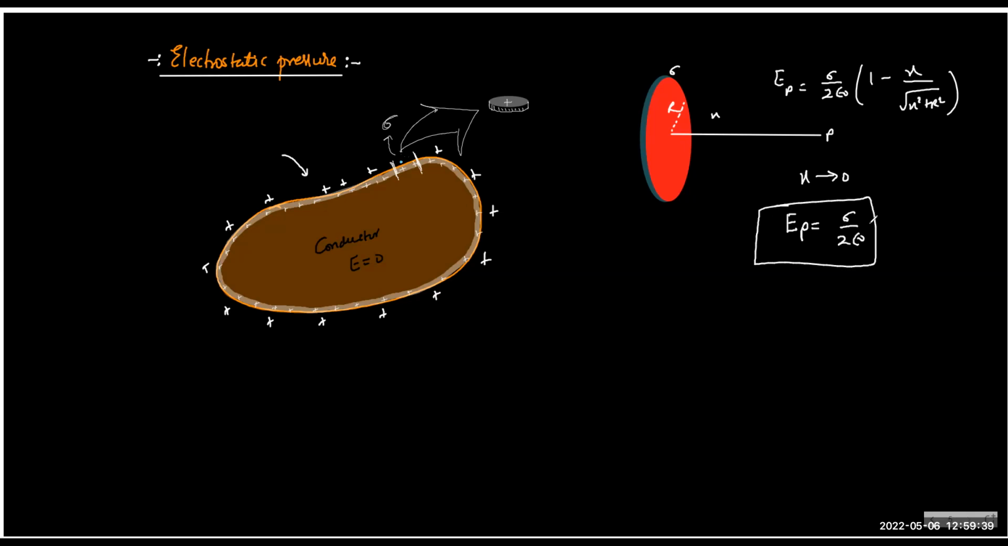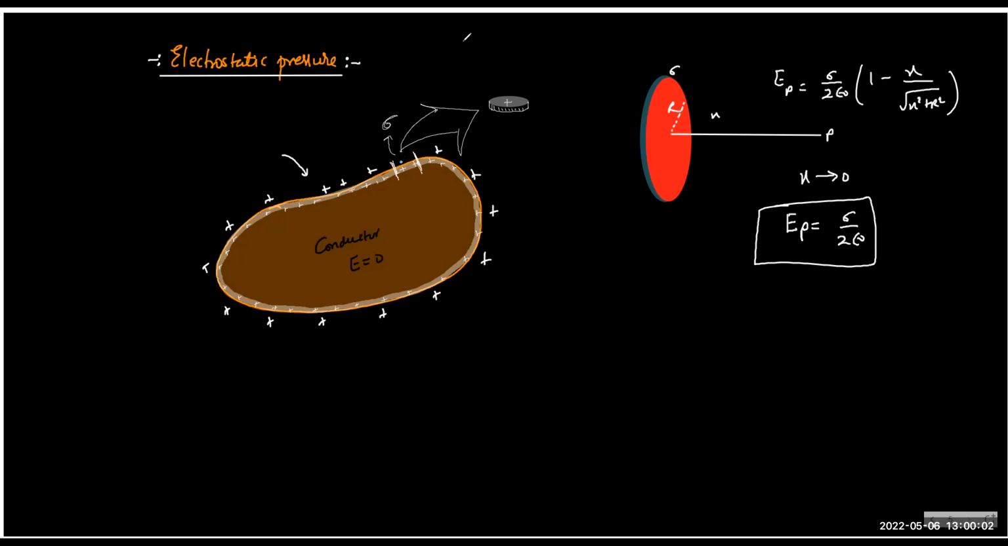For any disk near the surface, as x tends to 0, the answer will be sigma by 2 epsilon, right? Yes, sir. So the whole idea is that near the disk, the contribution that the disk can create is sigma by 2 epsilon.